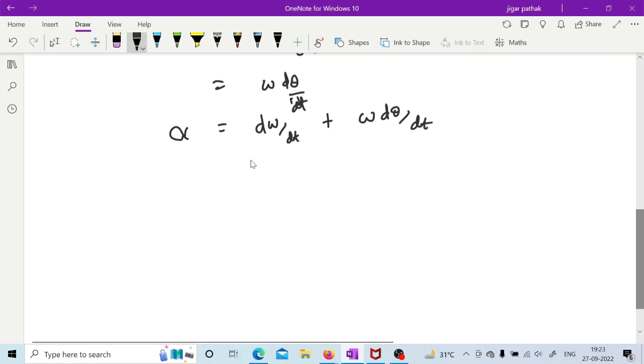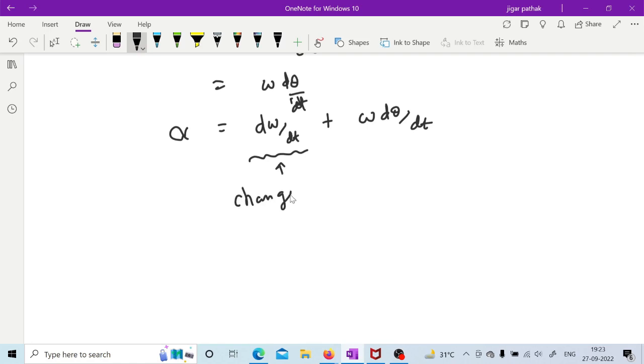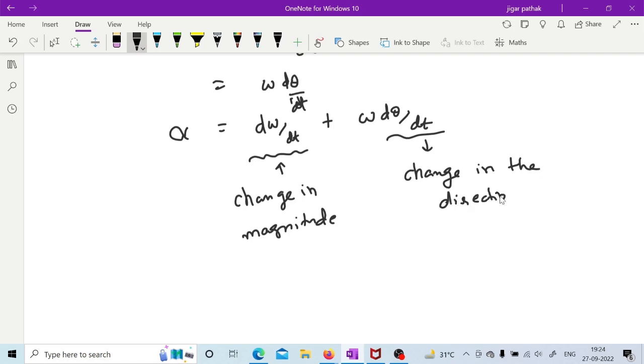This first component is responsible for the change in magnitude, while the other component is responsible for the change in direction. So this is how you have the angular acceleration.